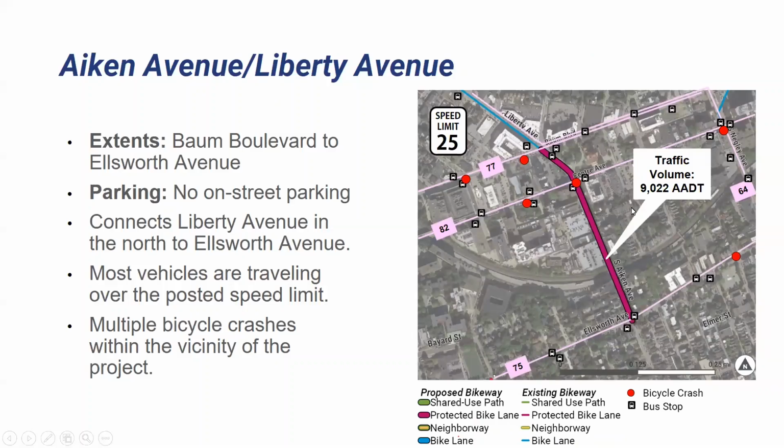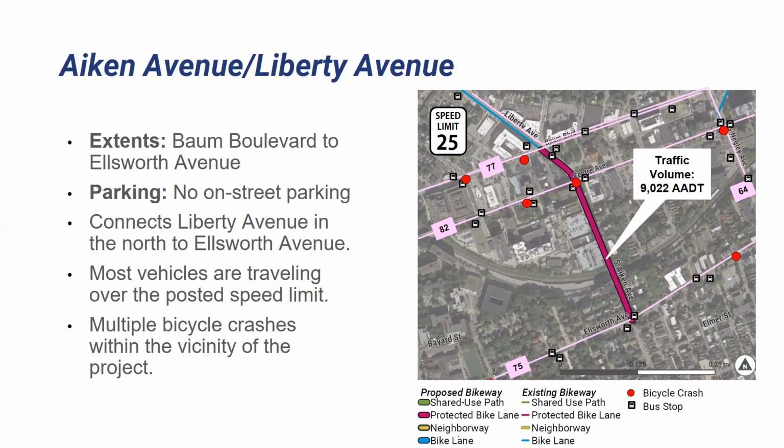So let's start with the first corridor that we have in our meeting today. That's Aiken and Baum Boulevard. The extent is from Baum Boulevard to Ellsworth. We looked into the parking. There is no on-street parking. That's actually a big plus when we are doing this type of complete street project, because now we have space on the road to actually do some work, create some space for the bicyclists and also ensure safety for the pedestrians.